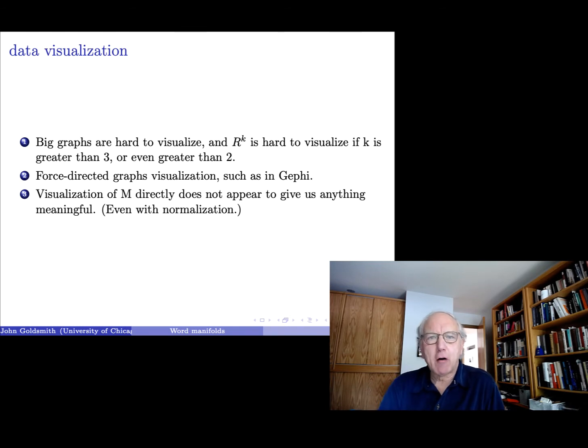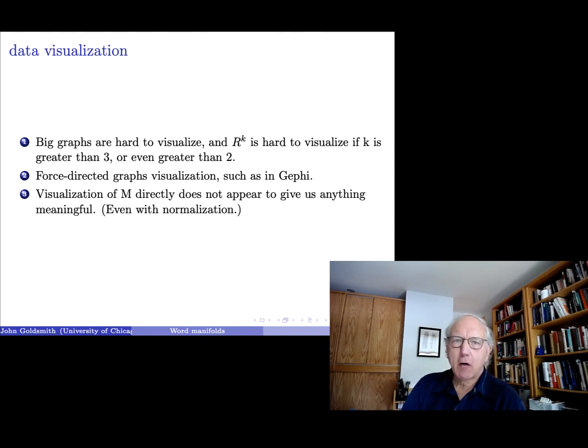Well, big graphs are hard to visualize, and R^k is really hard to visualize too if k is bigger than 3, and for that matter, even three-dimensional space is hard to visualize, certainly for me, and it's hard to put it on a computer screen. Not impossible, but hard. So one of the ways that people have come up with, which is very cool, is force-directed graph visualization, and there are quite a few programs out there that do this. One of the ones that's well known and that I've used and enjoyed using is called Gephi. It's written by some French computer scientists. It's a Java-based program.